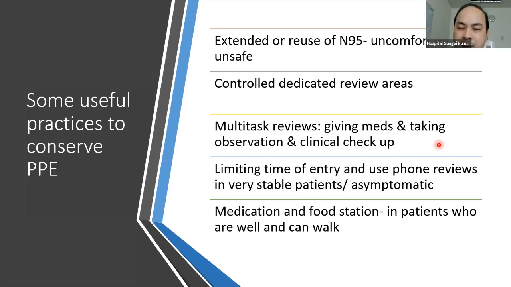Reviews. So sometimes the patients are very young and they are category 1, and we can actually use phone reviews and talk to the patients, how are you feeling and all that. Okay, that will limit the number of times you need to go in there.